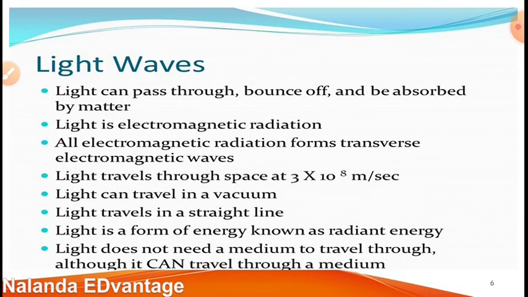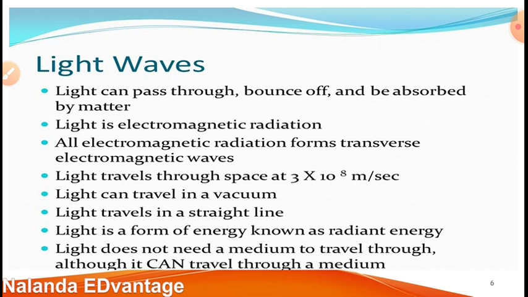Now let us see a few properties of light waves. Light can pass through, bounce off and be absorbed by matter. Basically these are the laws of reflection. Light can disperse, light can reflect, light can refract. We will learn about this in our further videos. Light is an electromagnetic radiation, as we have already discussed, and all electromagnetic radiation forms transverse electromagnetic waves, except sound, which is a mechanical wave. The difference is that electromagnetic waves do not require a medium to travel. They can travel both in a medium and without a medium.